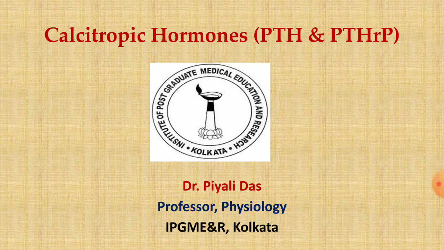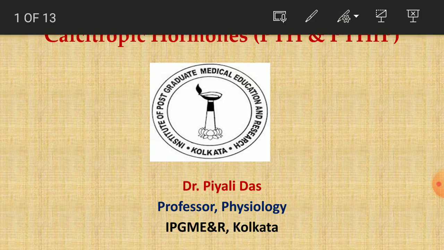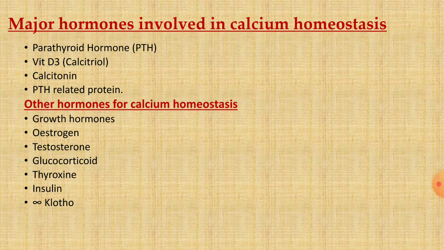Today in this class we will be discussing different calcitropic hormones, and in this series at first we will discuss parathyroid hormone and parathyroid hormone related protein. So let us start with, in this entire class we will learn about the source, chemical nature, mechanism of action and physiological roles of parathyroid hormone as well as parathyroid hormone related protein.